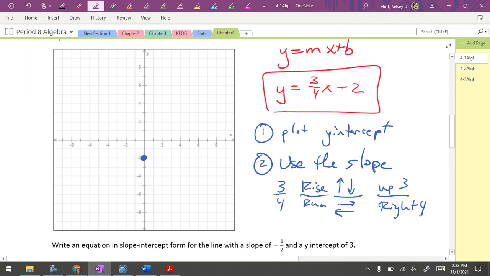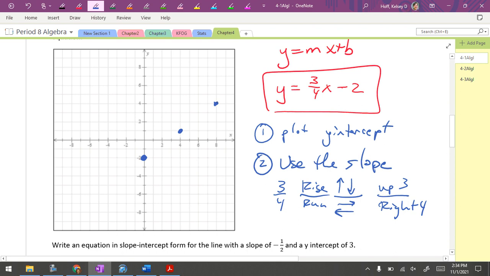So from your y-intercept, count up 3, right 4, put another dot. Now the beauty of Alex is 2 points, it draws a great line for you, right? If you're doing this on paper, I would put as many points as you can. Up 3, right 4.